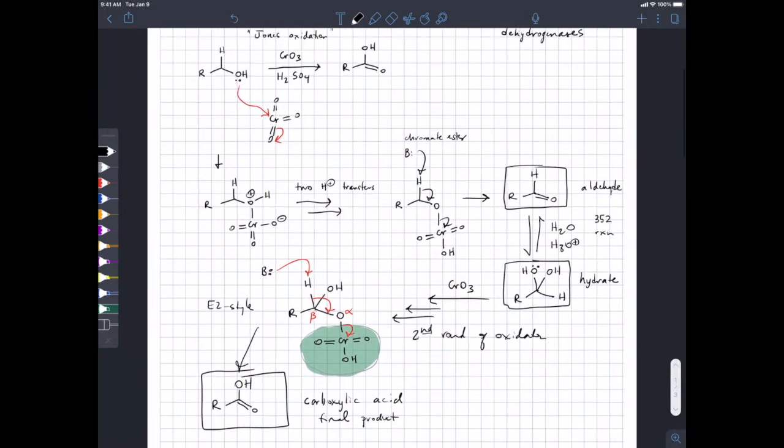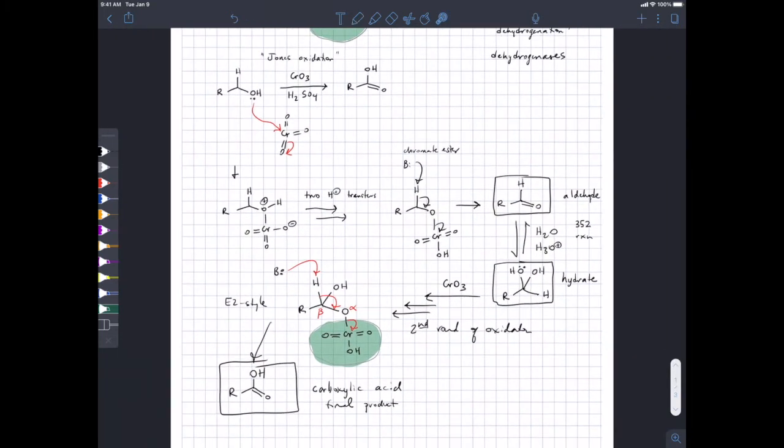Now, let's talk details. Could you just add one equivalent of the chromium reagent and hope to be able to stop at the aldehyde? The answer is no, because as soon as even a little bit of aldehyde forms, it will equilibrate with the hydrate, and then some of that hydrate will go on to react with whatever chromium's left. So in the end, you get a mixture of aldehyde and carboxylic acid anyway.